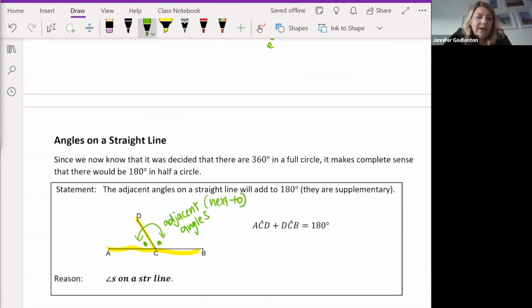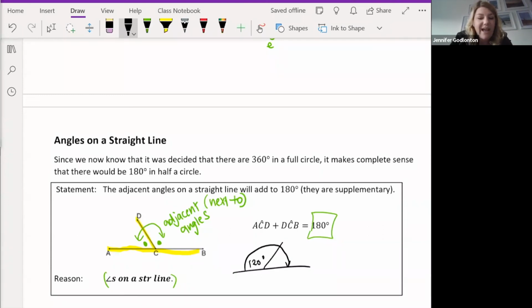Okay, so the word adjacent just means that they are next to each other. So when we're dealing with angles on a straight line, our angles have to be adjacent, next to each other, otherwise we're not allowed to use this rule. The new rule that we're learning is called angles on a straight line. If I add those two together, then it has to equal 180 degrees. For example, if I had a straight line like this, and this was 120 degrees, then this one has to be 60 degrees because together 120 plus 60 would give me 180. So whenever we have a straight line, it has to be 180 degrees.